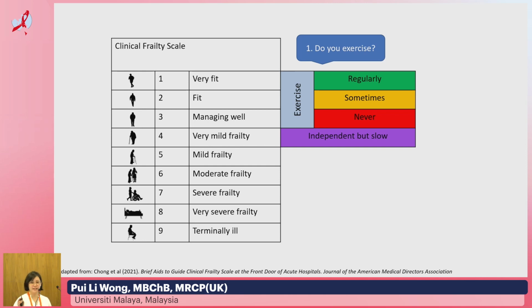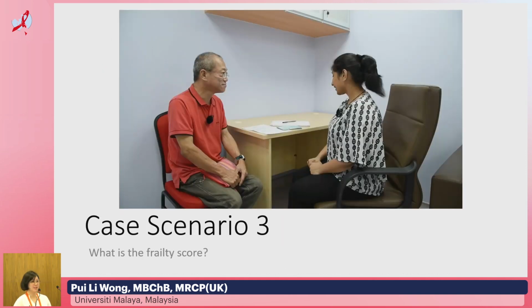And just a note, in case any of you are trying to figure out the scale based on the pictures, do nothing. I don't even know why they have the pictures in the clinical frailty scale, but it actually has no correlation whatsoever with the score, okay? All right, so by asking, do you exercise, you're able to discern between the first four. Okay? So the next scenario, it's a little bit longer.